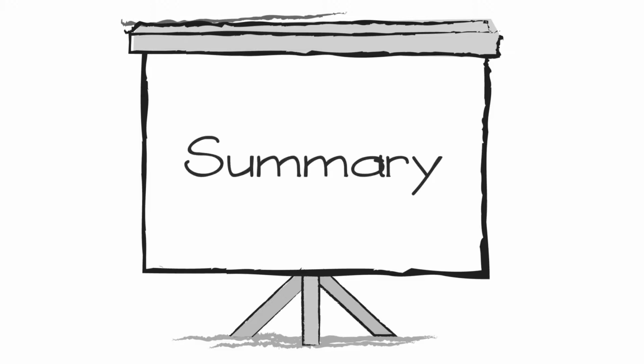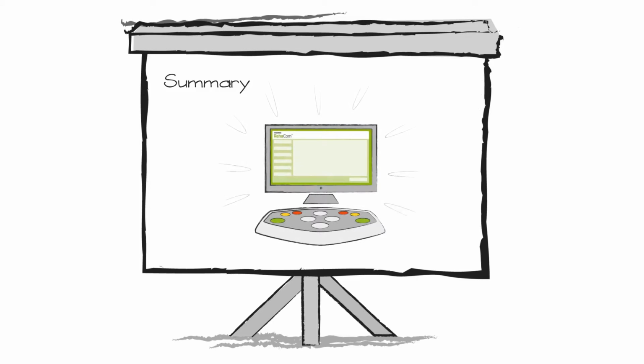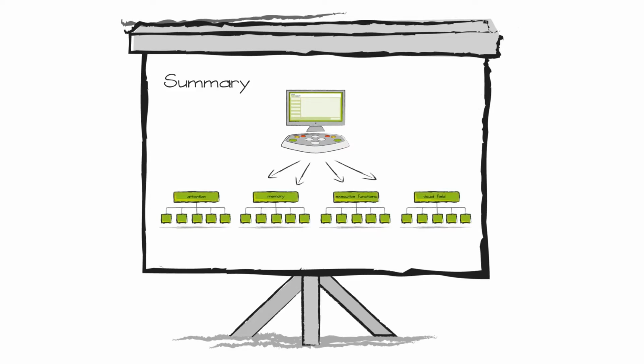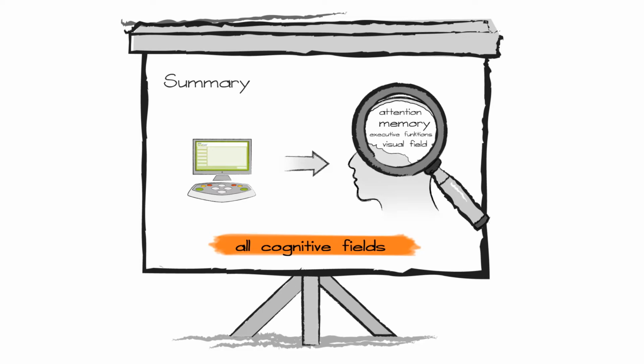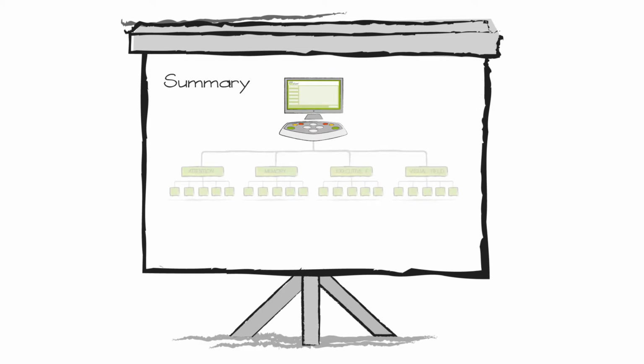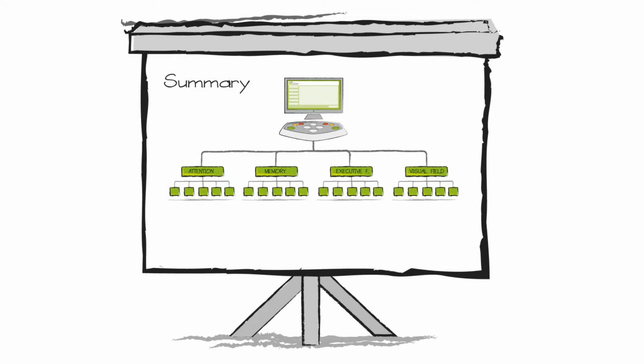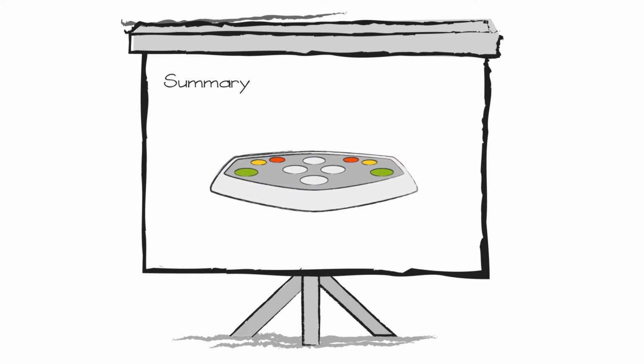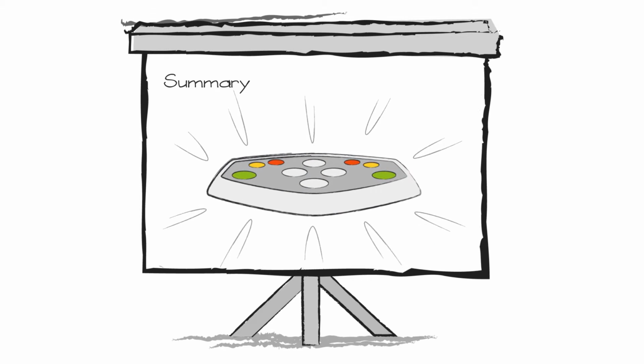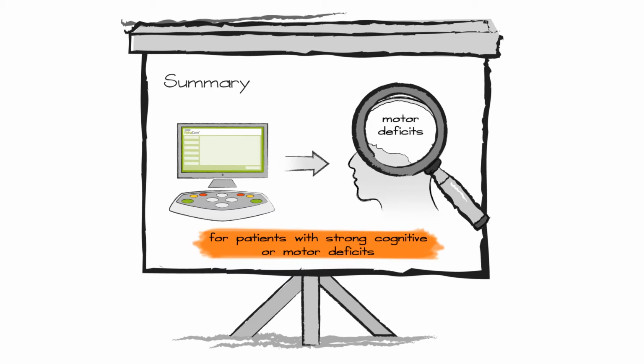So, in summary, what are the advantages of RehaCom? RehaCom is a modular system with more than 20 therapy procedures. You can use RehaCom in all fields, from severe cognitive impairments up to mild deficits. The therapy modules deliver a complete range of difficulty for all stages of recovery. All modules can be operated easily using our special patient's keyboard. This means RehaCom can be used by patients even with strong cognitive or motor deficits.